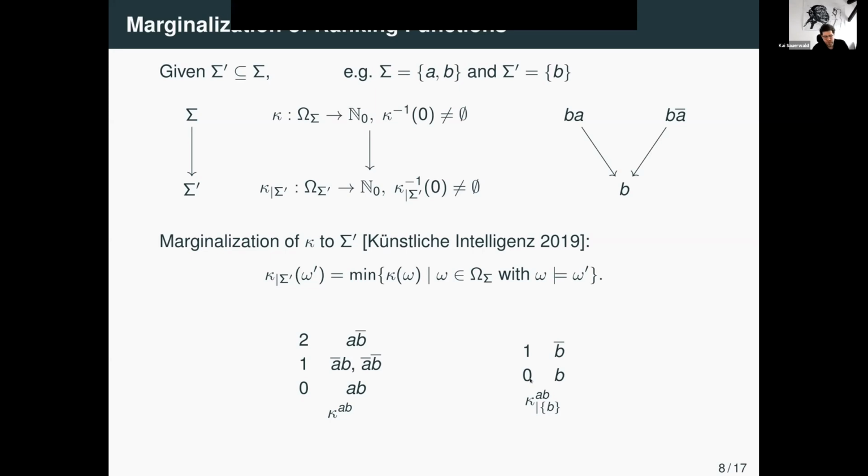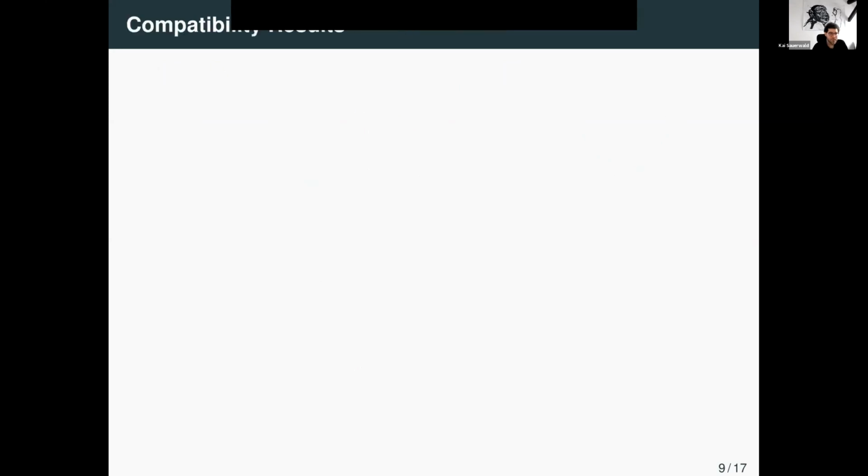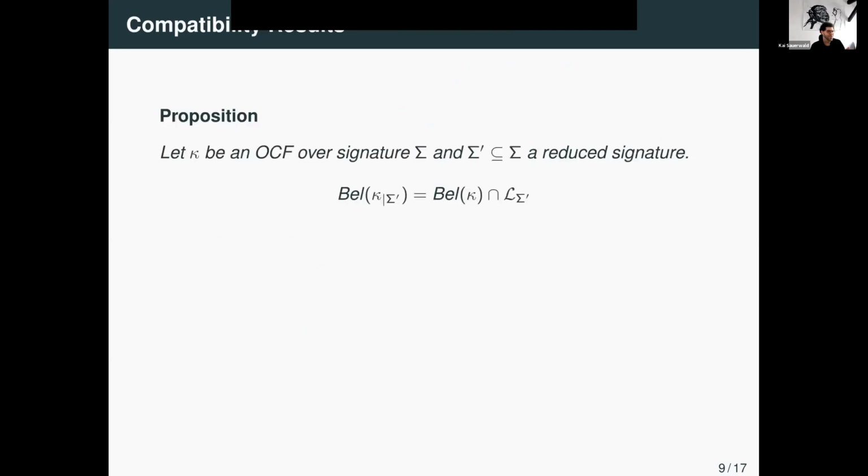Okay. And what we showed in our paper is that this notion behaves very similar to Delgrande's forgetting approach. So when you do this process of marginalization from sigma to sigma dash, then on the level of the belief set, so the things at rank 0, it is just like taking the belief set of K and then lowering all the formulas down to just the language you want to talk about.